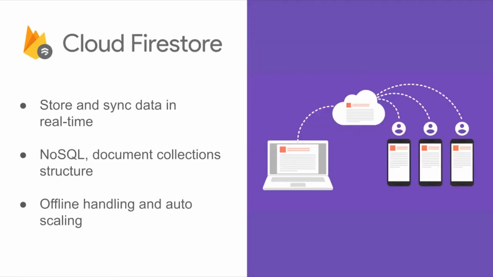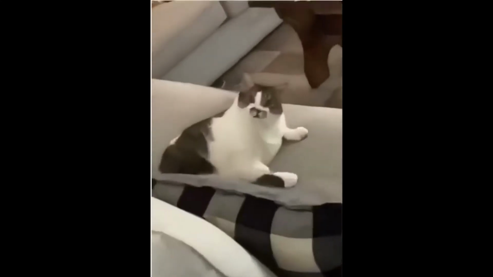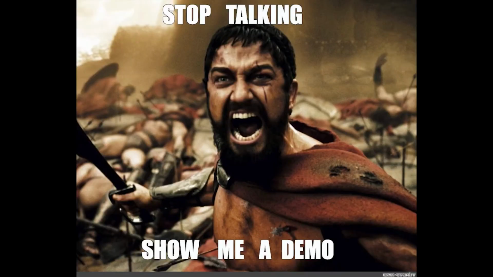Like Realtime Database, Cloud Firestore also has the ability to store and sync data in real time. It is a NoSQL database, and its data is organized in a document collection structure, so it's much easier to query compared to Realtime Database. Cloud Firestore has offline handling support as well as auto-scaling. Let's take a look at the demo.